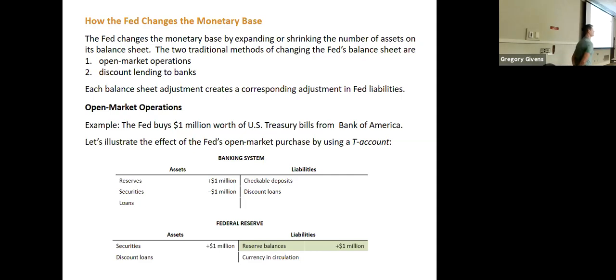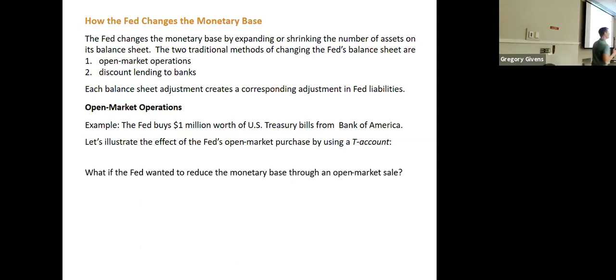So what's happened here then? This open market purchase by the Fed of $1 million worth of Treasury securities has done what to the monetary base? What is the monetary base? It's the sum of reserve balances and currency in circulation. It's the two main Fed liabilities. So when the Fed buys an asset from the private sector, like a Treasury security from a bank, it increases the monetary base dollar for dollar, right? So the Fed can perfectly control what's happening to the monetary base by conducting these open market operations.